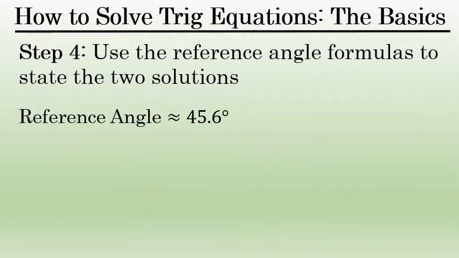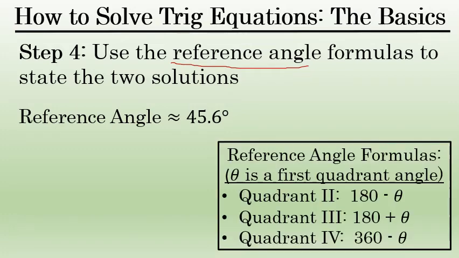Step 4, our final step, is again to use reference angle formulas to state the two solutions. In degrees, the reference angle formulas are this. If you know a first quadrant angle, you can find an associated second quadrant angle by taking 180 minus that angle, 180 minus theta. And if you know a reference angle and you want to find the associated third quadrant angle, which is what we want to do also, we use 180 plus theta. Let's do that now.